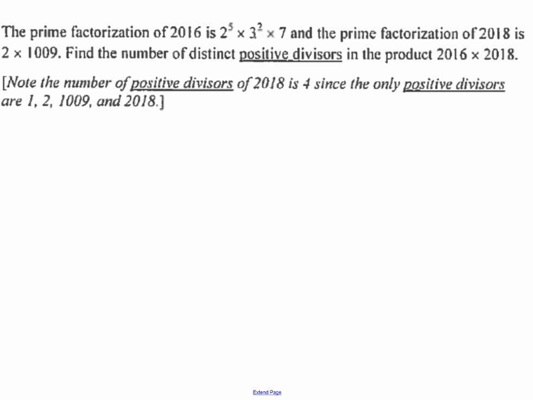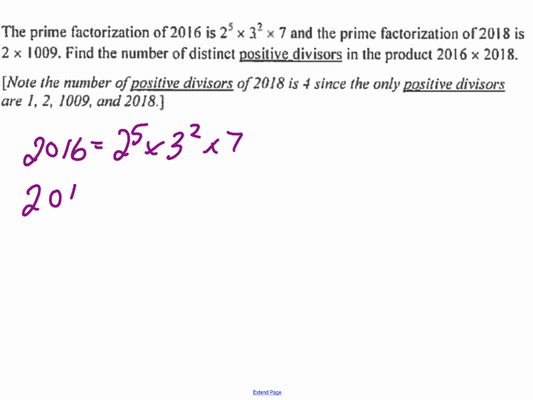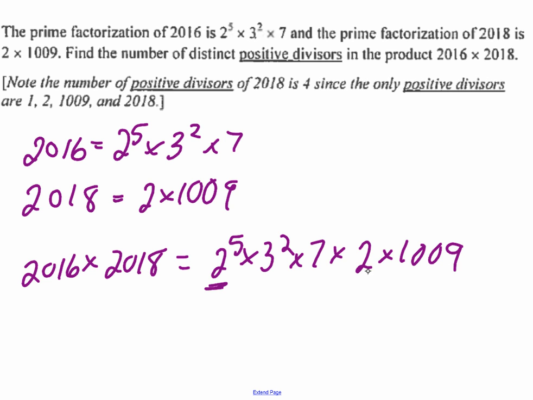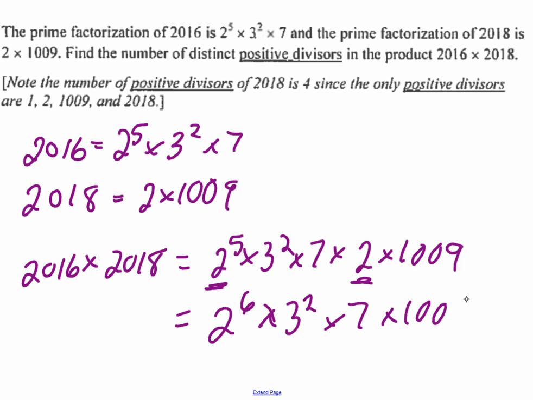So for this one, they give you the prime factorization of both numbers. If you know that 2016 is 2 to the 5 times 3 to the 2 times 7, and 2018 is 2 times 1009, then 2016 times 2018 is just going to be those things multiplied together. Then we can simplify because we've got 2 powers of 2 there, so it becomes 2 to the 6 times 3 squared times 7 times 1009.